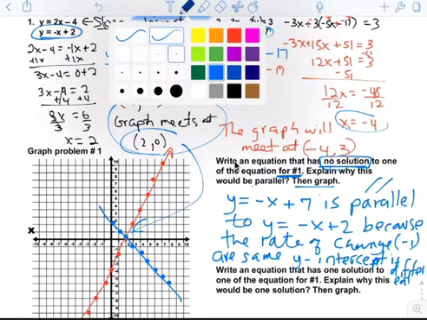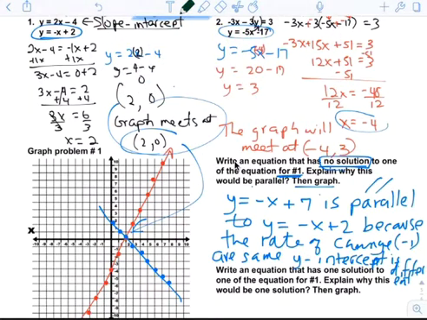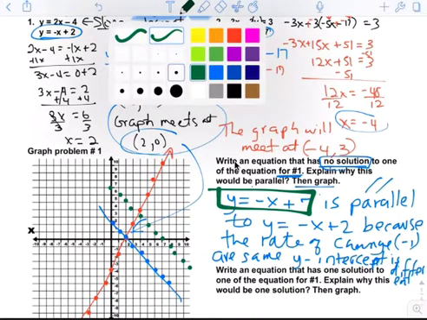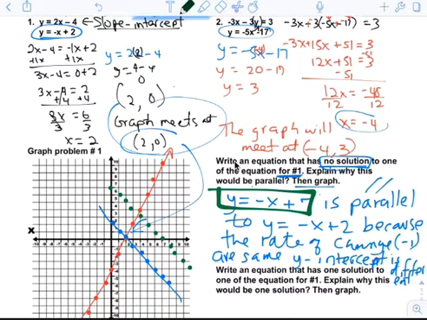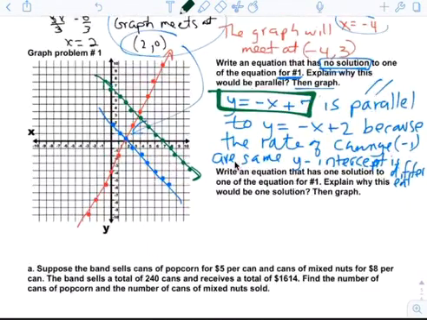So you graph that one. Let's change another color to green. We need to graph this one. At 7, and you go down 1. Notice it's parallel to the blue graph because the rate of change is the same. These are parallel lines. So you need to know these are called parallel lines. And it has no solution to the blue line.